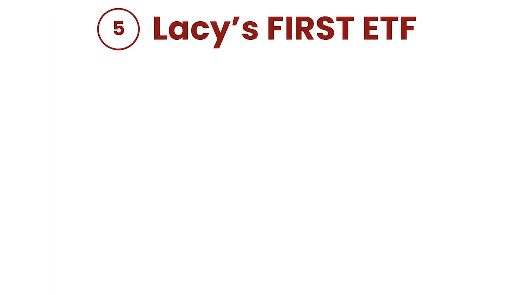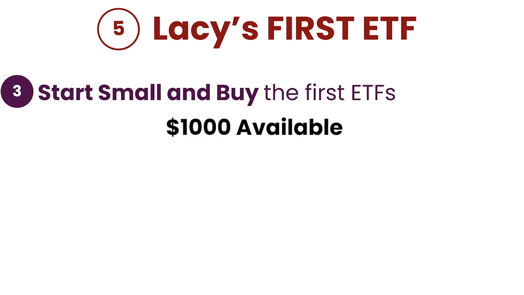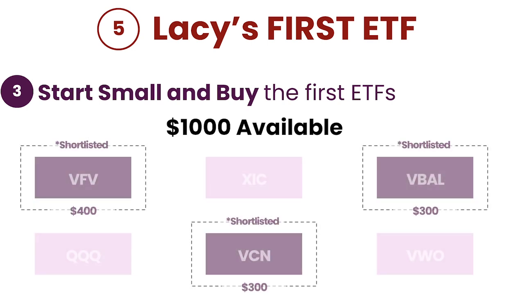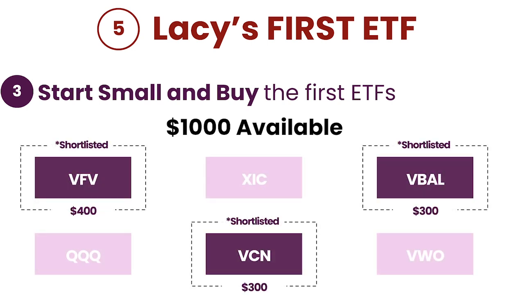Now Lacey is ready to buy her first ETFs. She's starting small with $1,000 and has decided that she will be investing in VFV, VCN, and VBAL. VFV because it has a good exposure to the US market and it tracks the S&P 500. She's given a slightly higher allocation here since VFV exposure to the US market has a greater opportunity for higher returns.